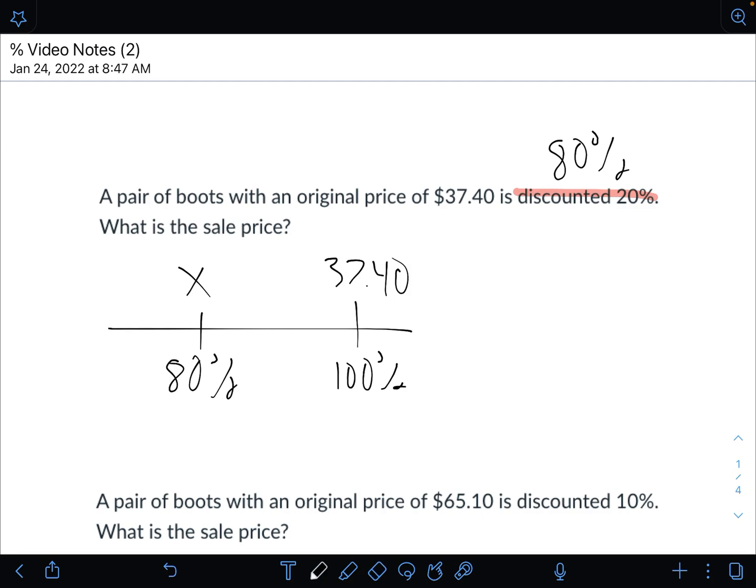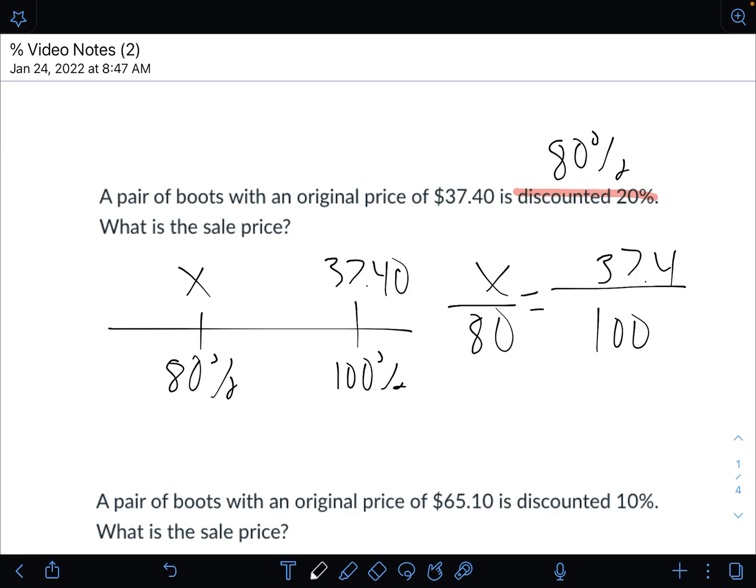this is just a ratio table. So it's like saying, hey, you have x, and you have 80, and you have 37.4, and 100. Okay? We're just putting this in a ratio table, trying to get from one to the other. But this is the exact same thing. This could be a big jump here as an equation.